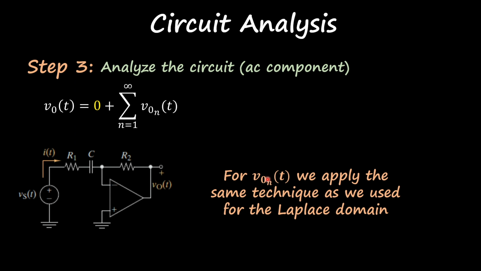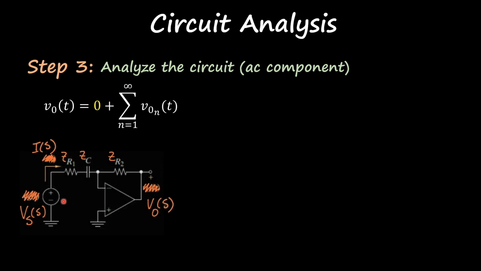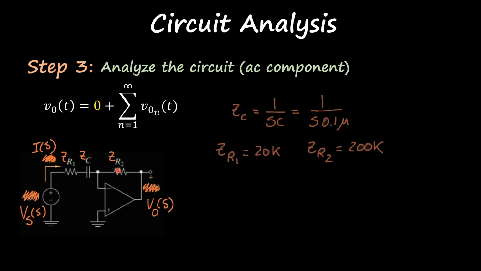which is analyzing our circuit in AC. So now we want to apply those Laplace techniques into our circuit. Okay, so I substitute my input by the respective Laplace, output by the respective Laplace, the current, and I put the respective impedances. So my ZC is going to be equal to 1 over SC. C is 0.1 micro, and the ZRs become 20K and 200K.